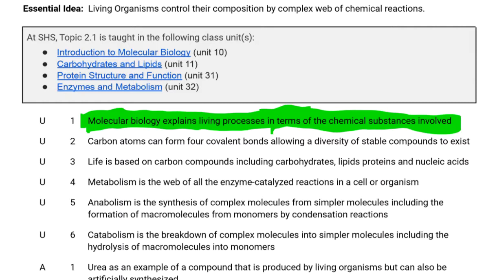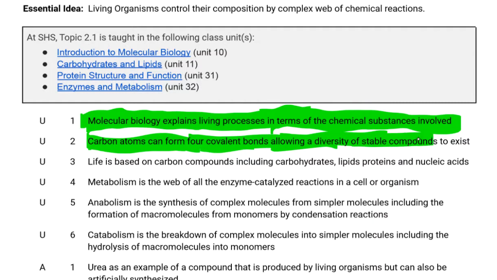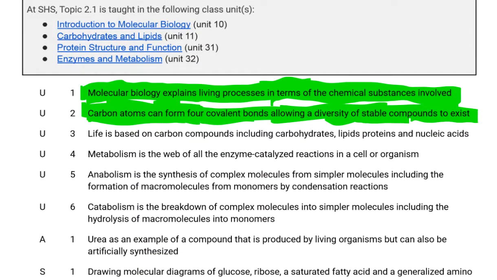Carbon atoms can form covalent bonds, so we call that tetravalency sometimes, and that means that since many other than silicon, I guess, many other atoms cannot form four covalent bonds. So what happens is because of this ability to form so many bonds, carbon can become many different things. So that's why they have a diversity of stable compounds. Life is based on carbon compounds, including carbohydrates, lipids, proteins, and nucleic acids.